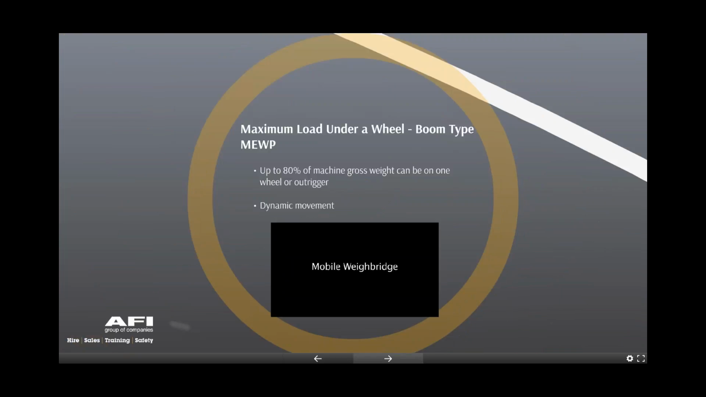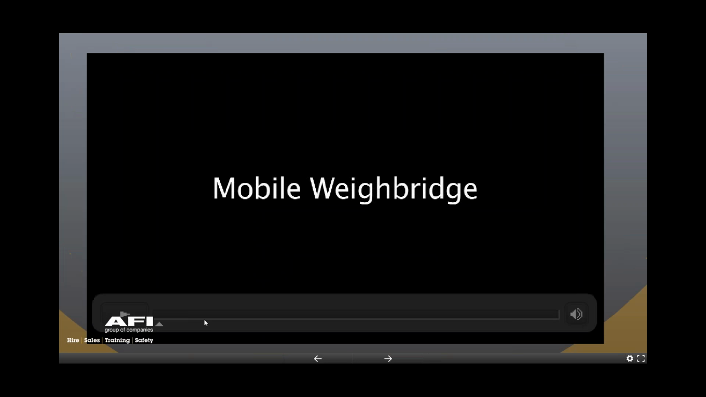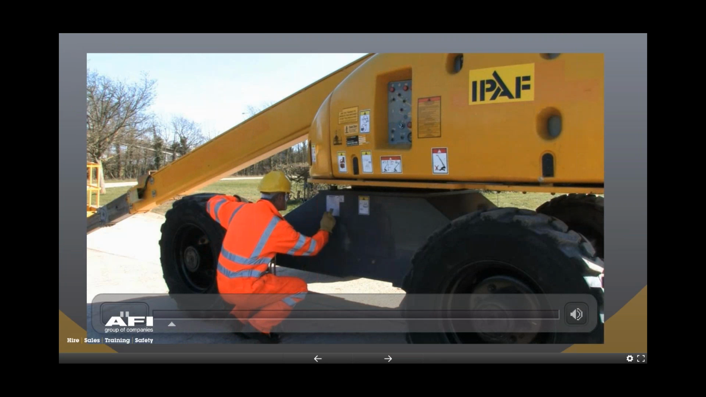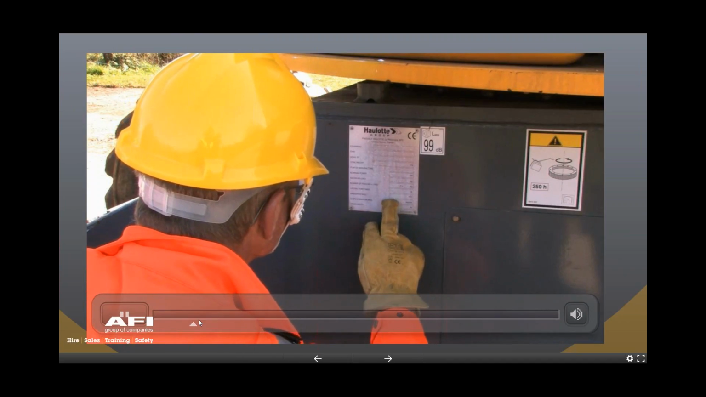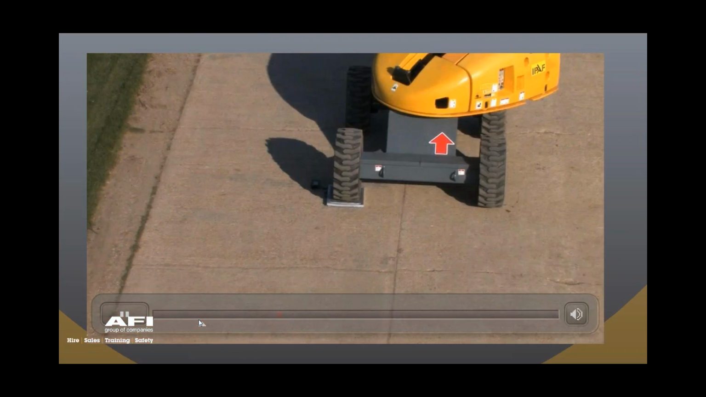MEWPs under a wheel. If we look at a boom type, it's common that we can find up to 80% of the machine's gross weight under one wheel or potential outrigger. And what we have to remember when we're working with booms is we're working potentially with dynamic movement and scissors.